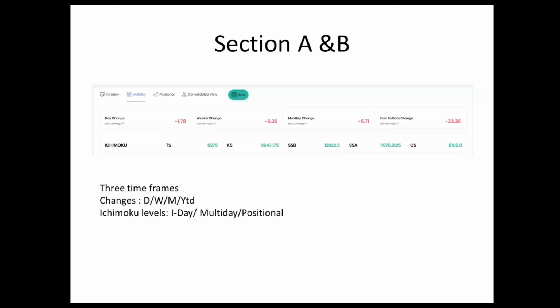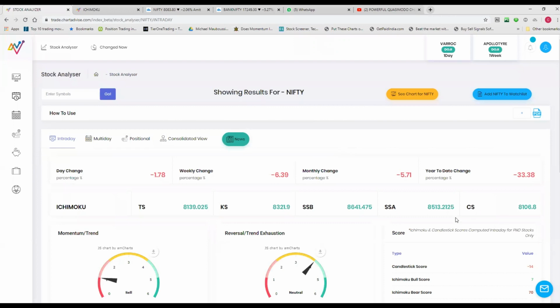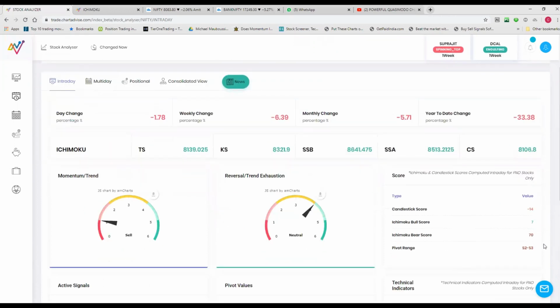The next section is section C, and in section C, you can see to the right-hand side something called the score. The score features candlestick scores, Ichimoku scores, and a pivot range, right? Again this is time sensitive, meaning if you choose intraday, the scores will be with respect to intraday. Multi-day, it will show you the daily scores. If you take positional, it will show you the weekly scores. What is important here is to see what kind of scores you have and whether they are negative.